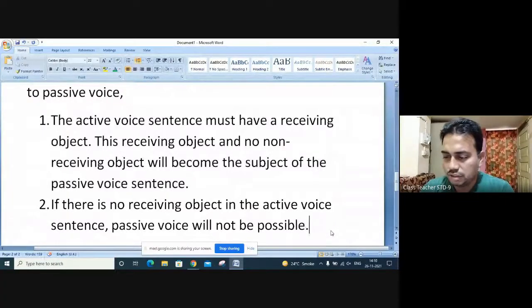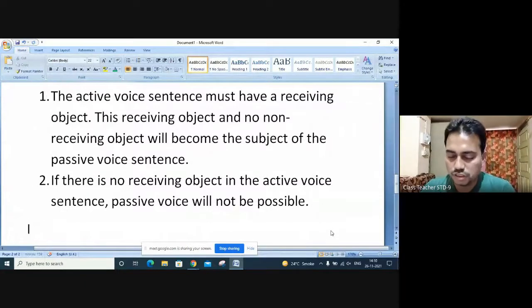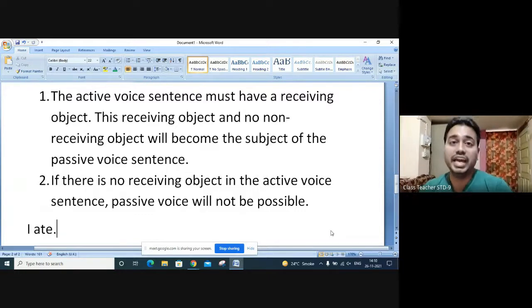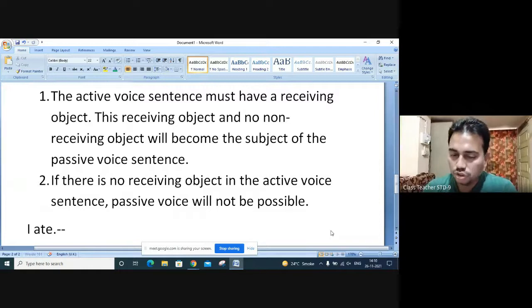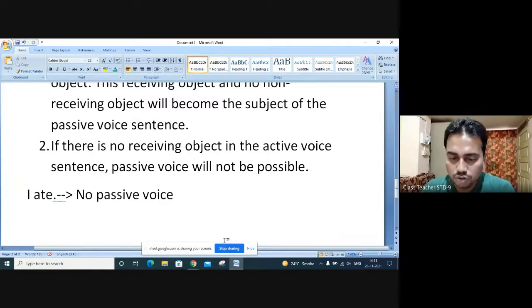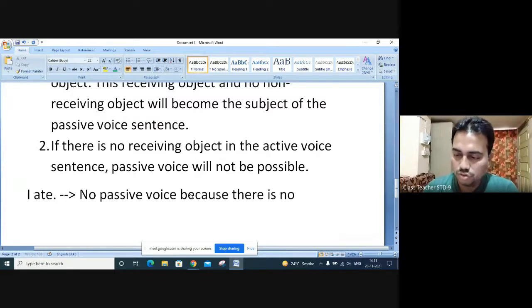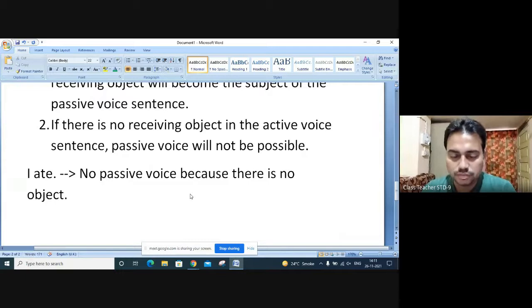Okay? Let's see it through some examples. You already made the passive voice for I killed a mosquito. Can you make the passive voice for this? I ate. Is there a receiving object in the sentence? No, there is no receiving object in the sentence. This is very obvious, it does not have any object. So there's no receiving object. Since it is an active voice sentence, who ate? I ate. I is the subject and subject is the doer. So we have an active voice sentence, but no passive transformation. So these are the exceptions we are talking about. There's no passive voice because there is no object.